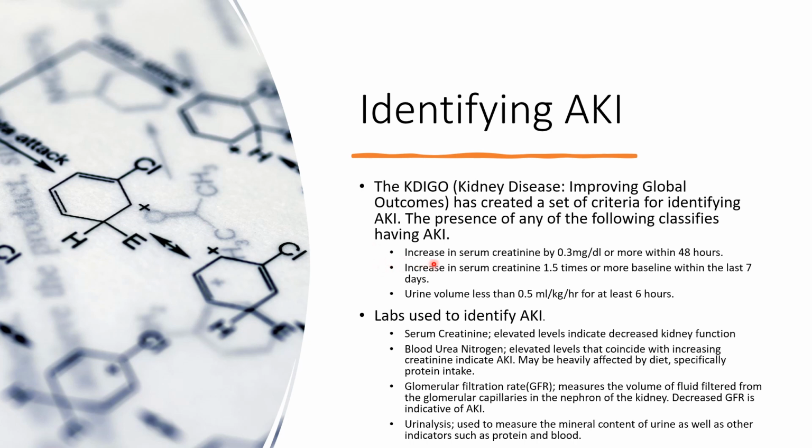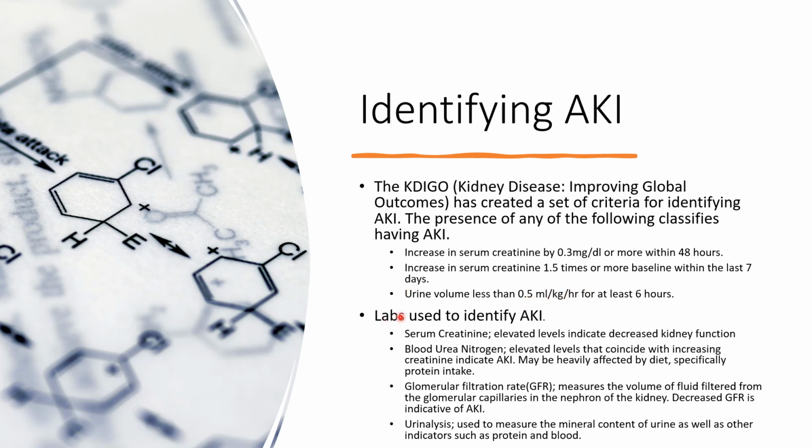So an increase in serum creatinine by 0.3 milligrams per deciliter or more within 48 hours, an increase in serum creatinine 1.5 times or more baseline within the last 7 days. So again, this is that 50% increase above baseline. Urine volume less than 0.5 milliliters per kilogram per hour for at least 6 hours.